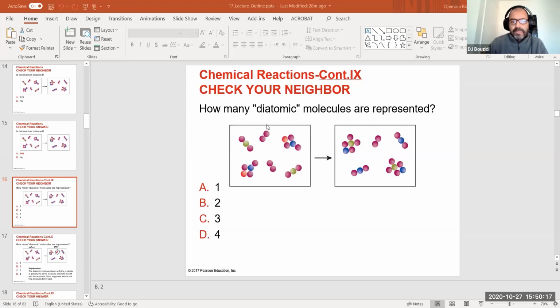Do you see that? This is molecule one. This is molecule two. Okay, very good. Then what happened after the reaction? How many do we still have? One. So is this an issue now? Do you understand what I'm trying to say in here? Did I bring enough of these diatomic molecules, or did I bring more than I need?